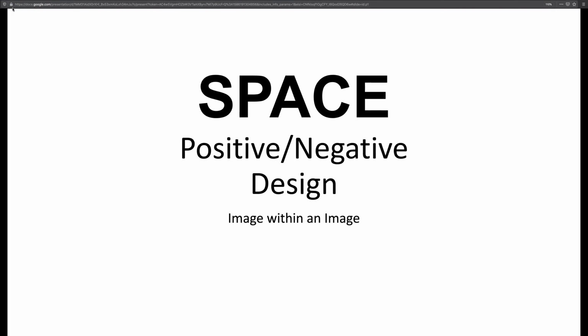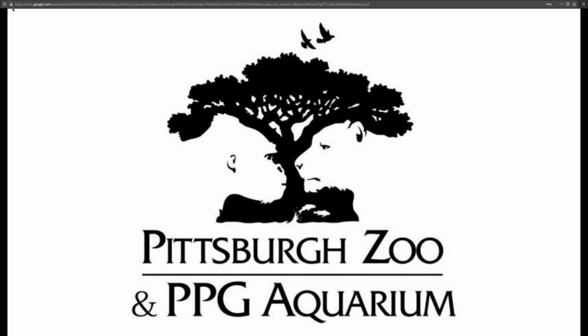Okay, so what we're looking for here is you have to come up with a drawing that has an image of something, but within that image, within that object that you're drawing, something else can be seen. Okay, so let's look at some examples here.